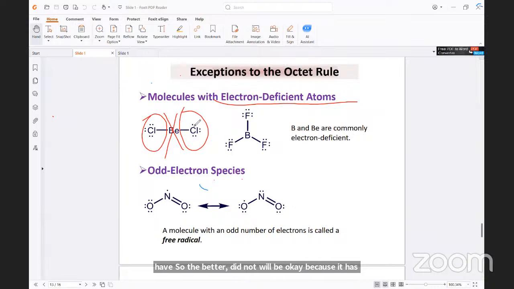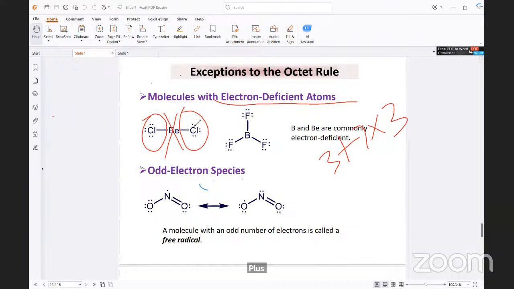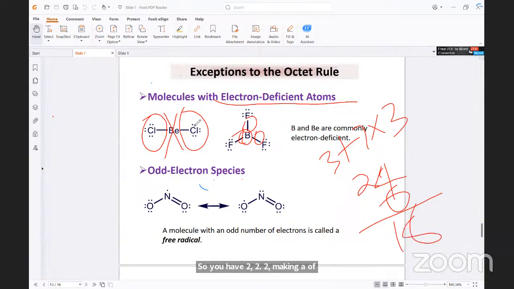The same thing with boron trifluoride. Boron has 3 electrons in its outermost shell. So you have 3 plus 7 times 3. That is for fluorine. That is 24 electrons too. So you have 2, 2, 2, making a total of 6. Subtract 6 from here, you have 18.